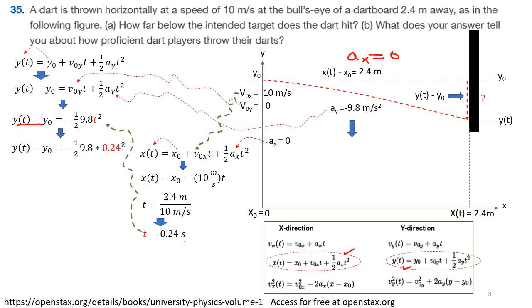Substitute in the first equation and calculate y_t minus y_0, and we get minus 0.28 meters. So this dart will hit 28 centimeters below the center. So a proficient dart player will adjust the angle so that it will hit the exact target.